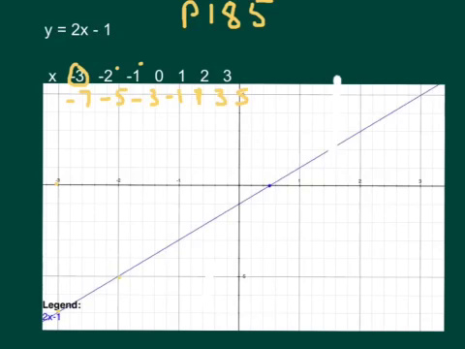I've already drawn the line in, so I'm cheating a bit, but these plot points should fall on that line. Negative 1, negative 3, so that will be there. In the same way, 0, negative 1 is there. And then 1, 1 is there. And 2, 3 is there. And 3, 5 is there. Okay, that's how you plot those.